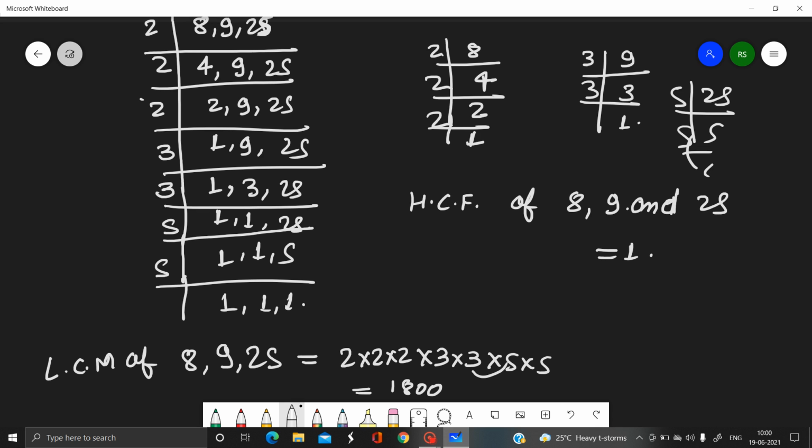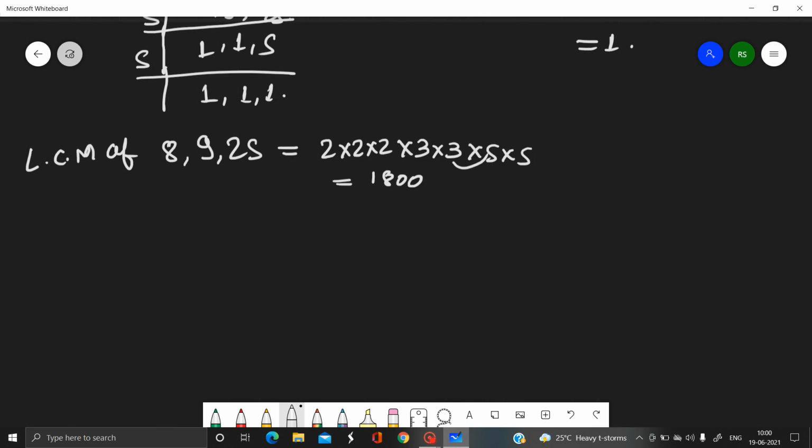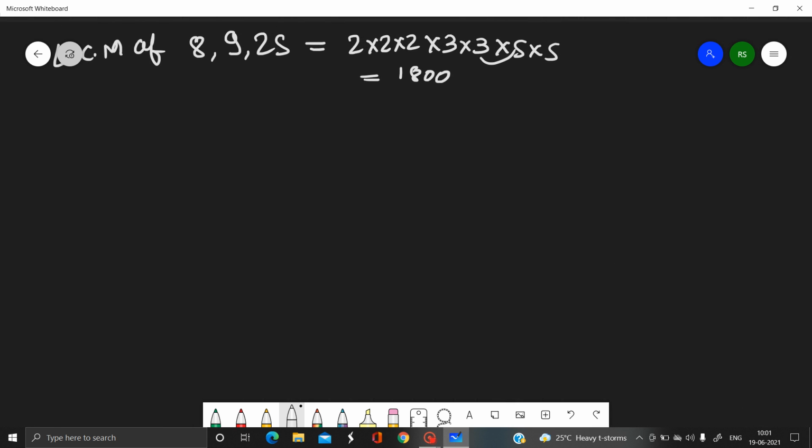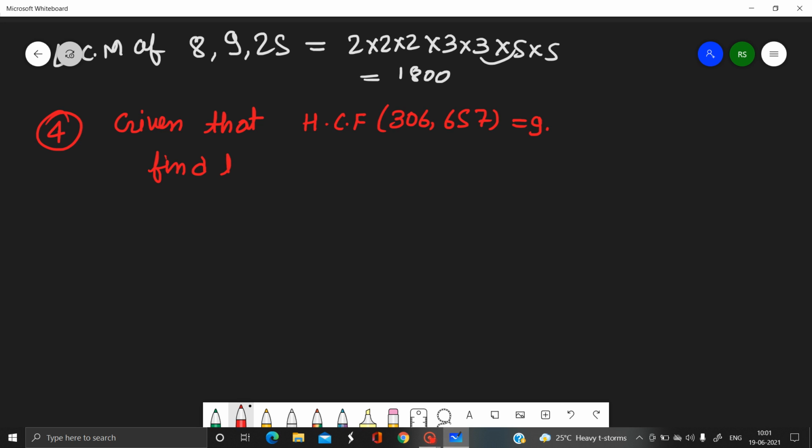Okay. Now come to the next question. Next is question number 4, which we have to solve now. Question number 3 of exercise 1.2 is completed. Okay, let's see question number 4. So question number 4 here: given that the HCF of 306 and 657 is equal to 9, the question is saying find the LCM.